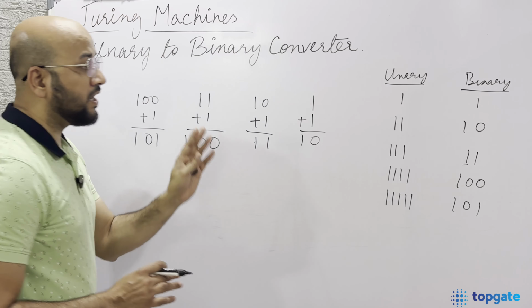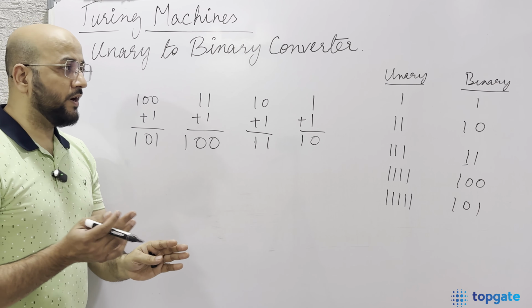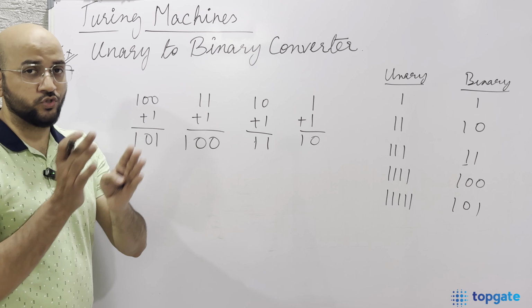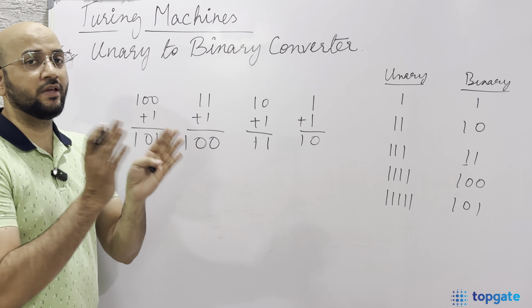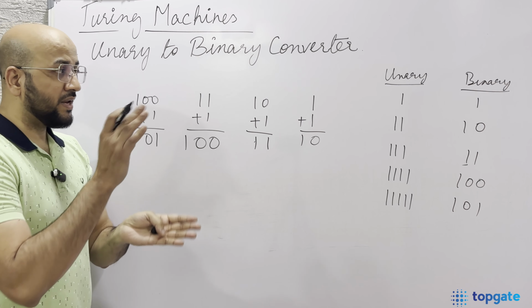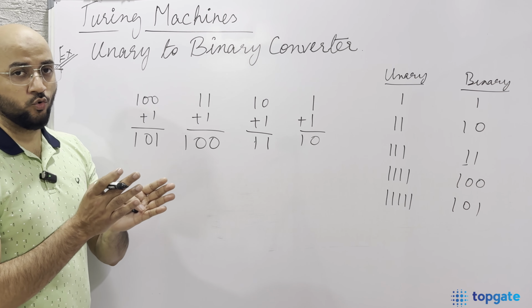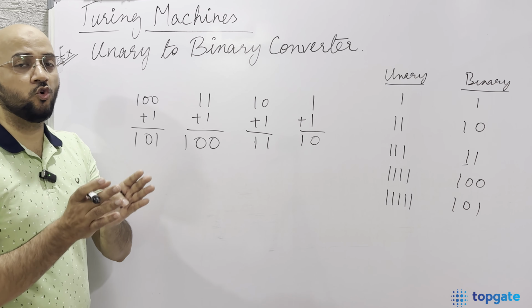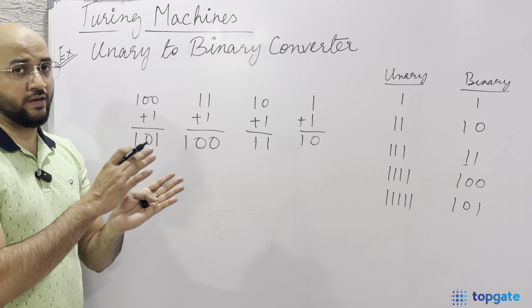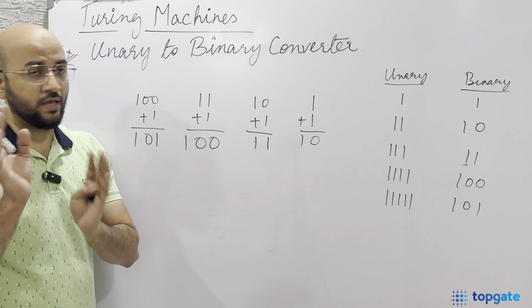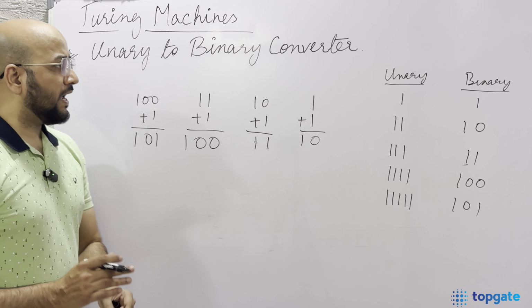So whenever I see a 1 and add 1 to it, I'll change 1 to 0 and then go on to the left hand side with a carry in hand. But whenever I have 0 and I add 1 to it, I'll just simply change the 0 to 1, and I'll not go on to the left hand side. I'll simply go on to the right hand side. Clear? So what I'll do in this one, I'll take an input tape.